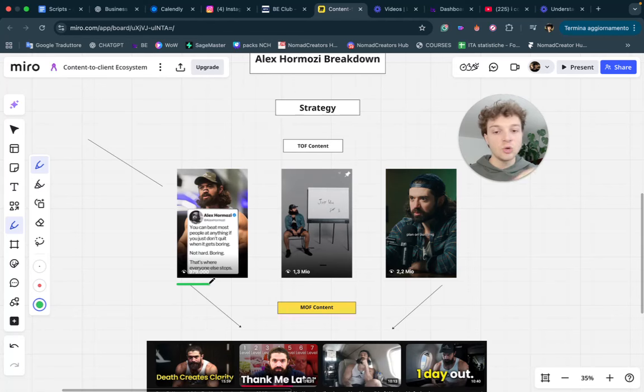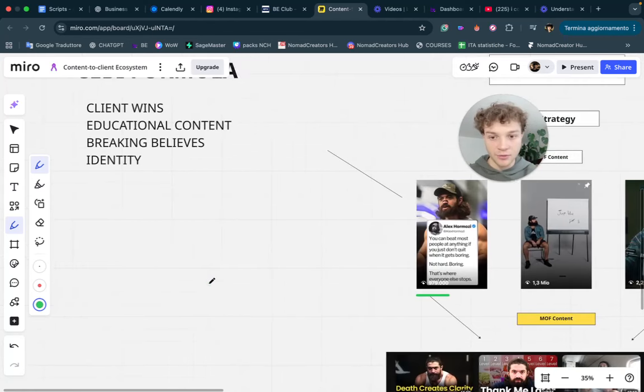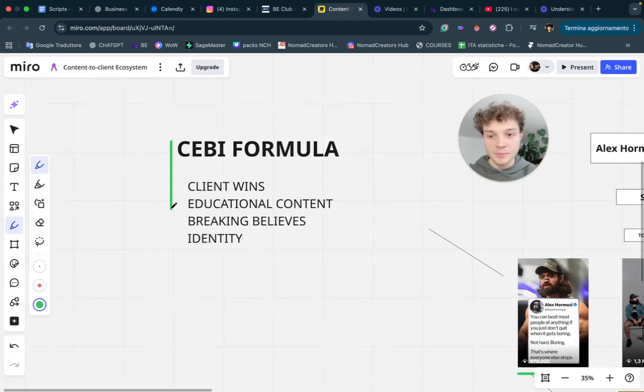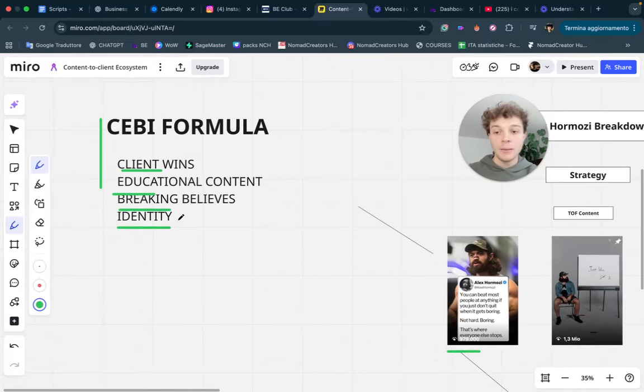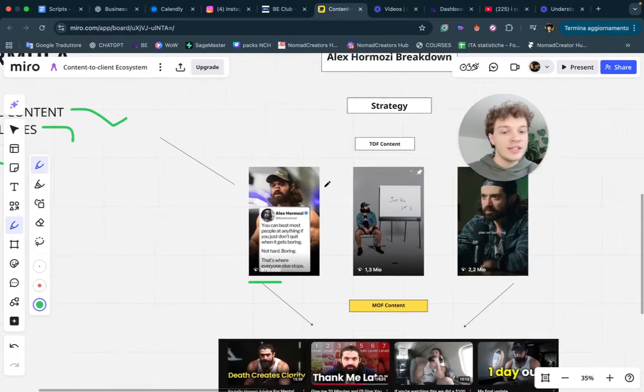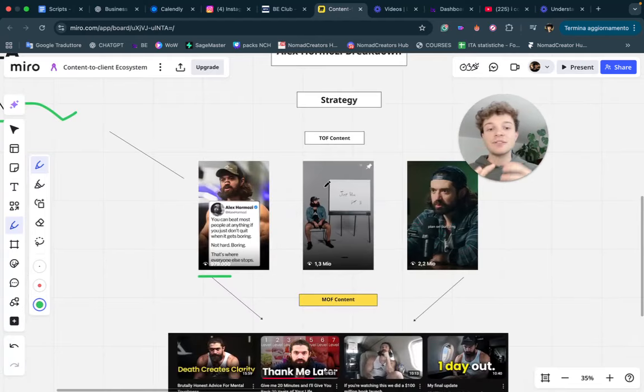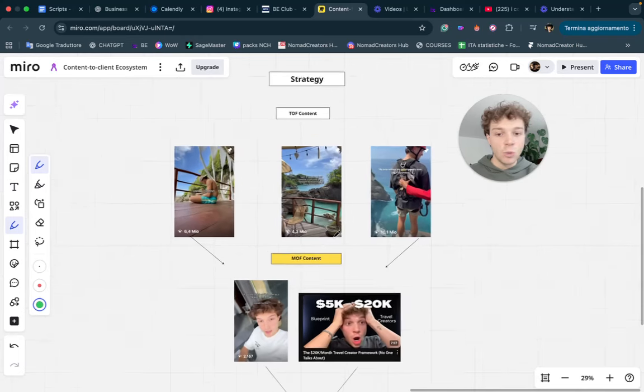In fact, you don't need to post random stuff, but you need to follow exactly a specific formula that he used, which is the CHEBI formula: client wins, educational content, breaking beliefs, and identity. Alex Hormozi posts a lot about his wife and his relationship with his wife. He talks a lot about mindset. He talks a lot about educating entrepreneurs to get better in their business. Crazy enough, every single piece of content has a purpose. It's not completely random.